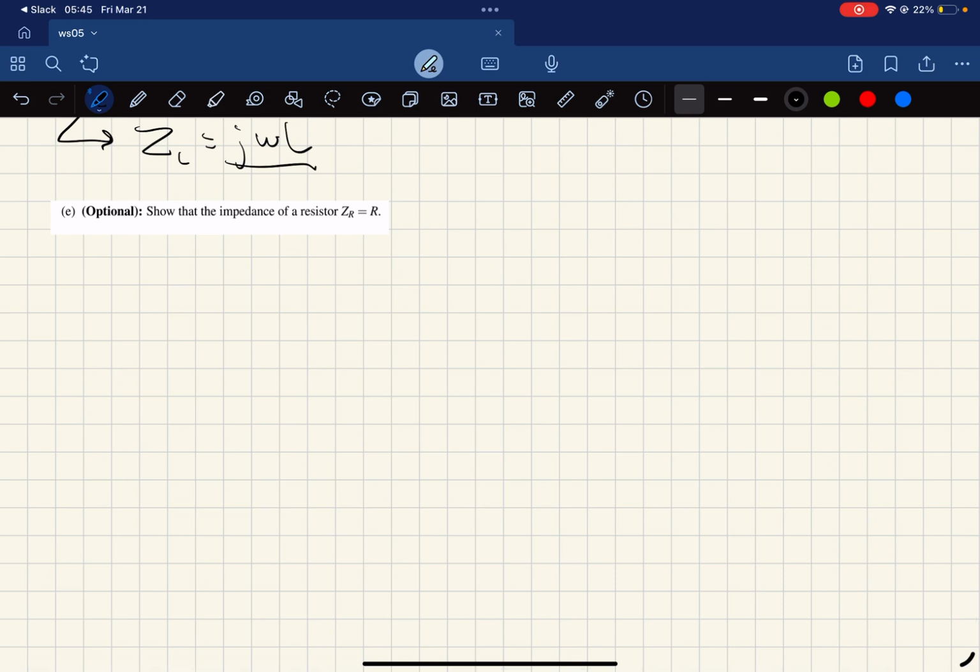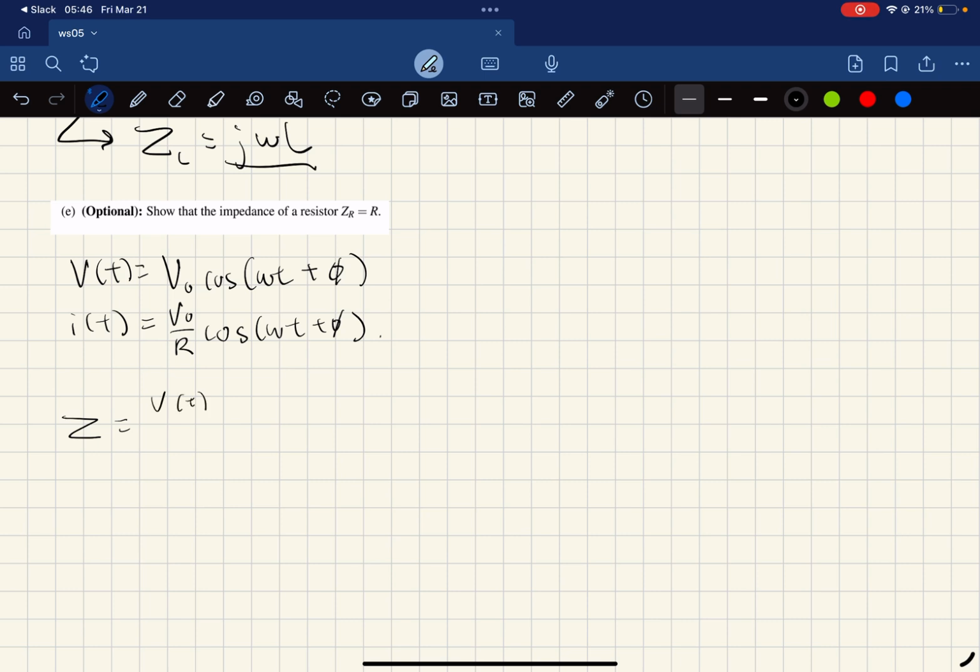Which is pretty redundant if you ask me, but what are you going to do. So again, our signal here. What we can know about the current, through Ohm's law, is that it's going to be the voltage divided by R. And then if we just want Z, we can divide the two. We don't really need phasors for this. It's just going to be equal to R.